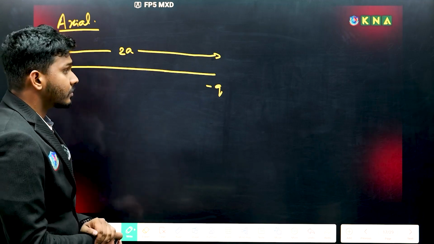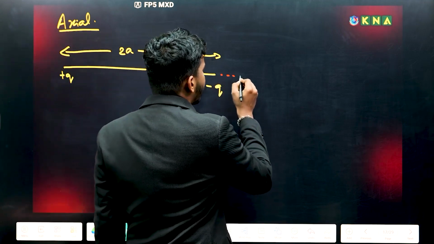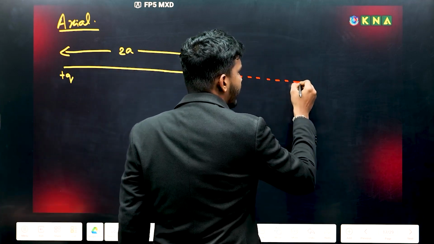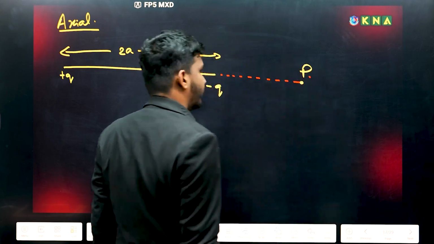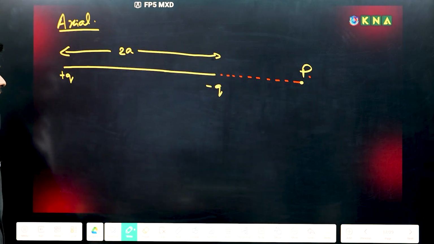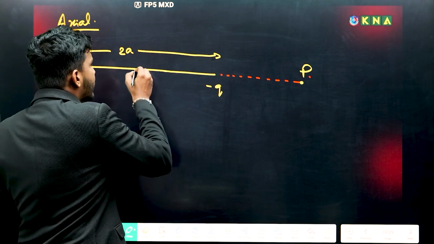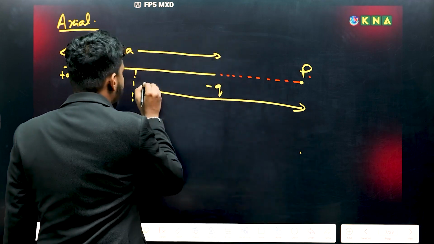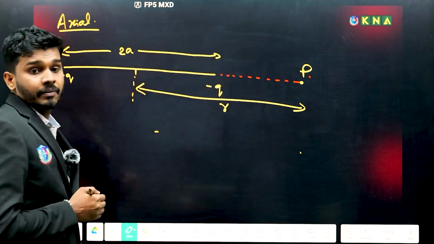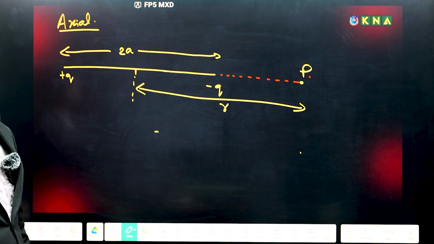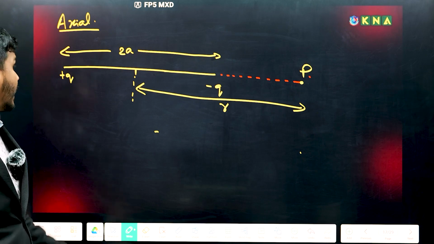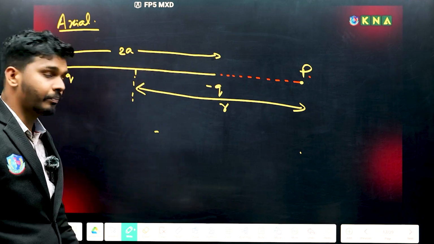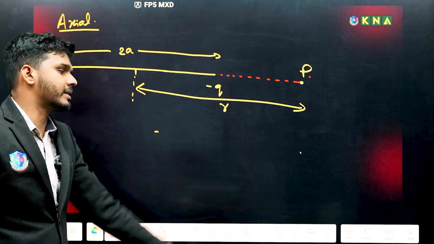Then what is the axial line? This is its axis. That is the axial line. The point on the axial line is P. From the center, the distance to point P is R. So plus Q and minus Q are separated by a distance 2a, and point P is at a distance R.